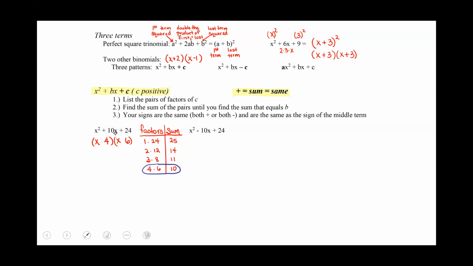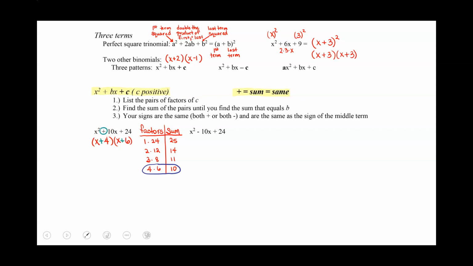Now I need to figure out what my signs are. And so here's where the same comes into play. Your signs are going to be the same. They're either both positive or they're both negative. And they're going to be the same as the sign of this middle term right here. So since my middle term was positive, then I'm going to use a positive 4 and a positive 6. And so again, if you'll notice, I was trying to find something that multiplies to be 24.